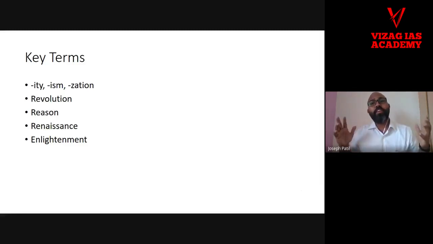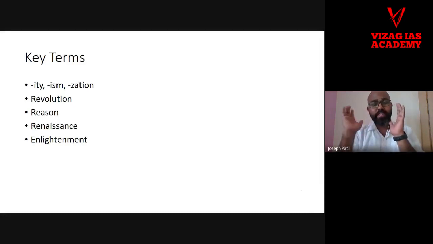The problem is, you will write everything that is connected to it if you don't have clarity on what is what. You should write only about Enlightenment. Okay, it's a straight 10 marker. If you stick to Enlightenment, you don't write Industrial Revolution, you don't write Commercial Revolution, you don't write French Revolution. Stick to Enlightenment. There is enough in Enlightenment to write that question.